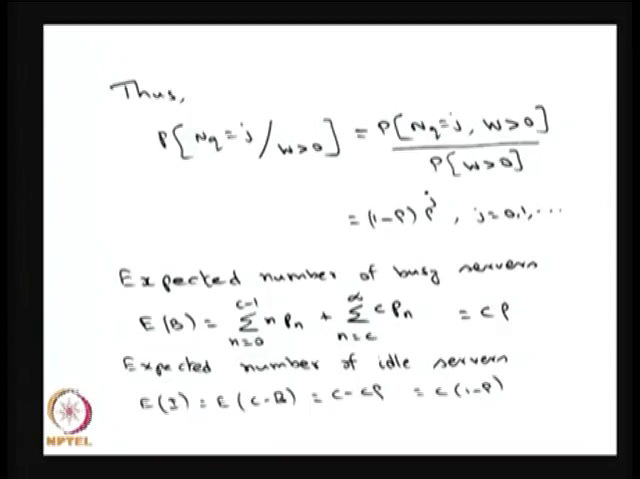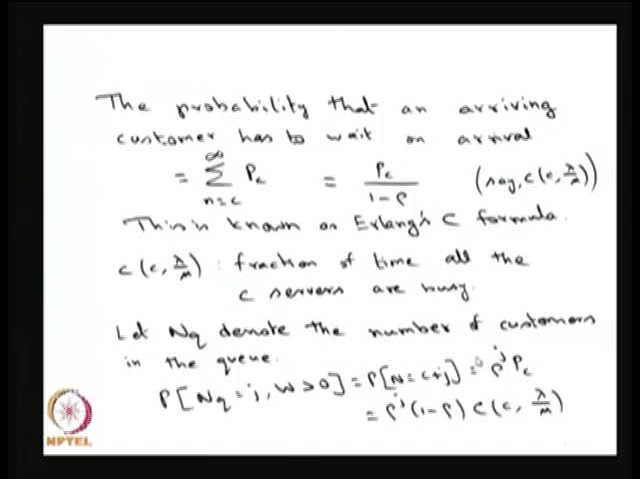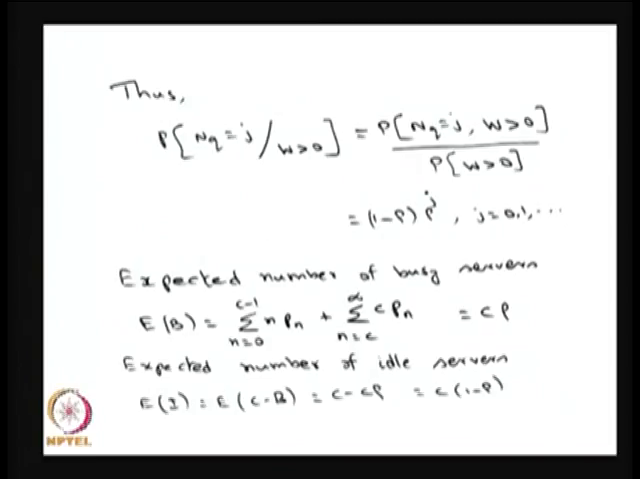So, other than the stationary distribution, for the MMC model, we are getting the probability that an arriving customer has to wait, and we are getting the conditional probability of j customers in the queue given that the waiting time is greater than 0, as well as these expected quantities.